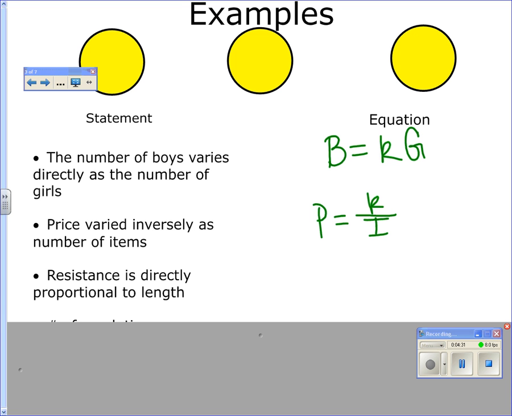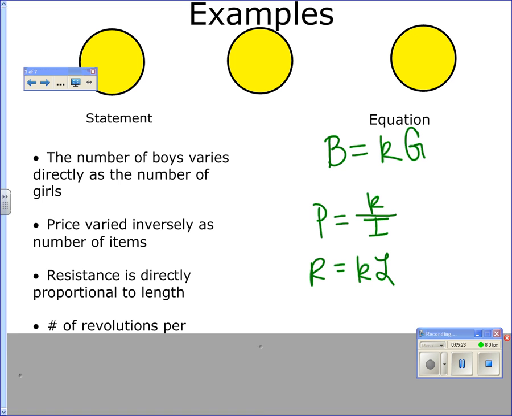See if you can make your own equation. Don't say it out loud. Just see if you can make it by yourself. Resistance is directly proportional to length. Does it actually say varies in this problem? Okay, but what comes before the directly proportional part? The resistance, right? So the resistance, directly proportional. Is that going to be multiplication or division? Okay, so K times what? Do you see how that works? Any questions there? Okay, one more.